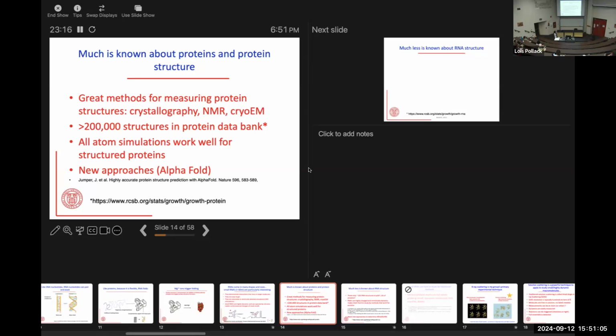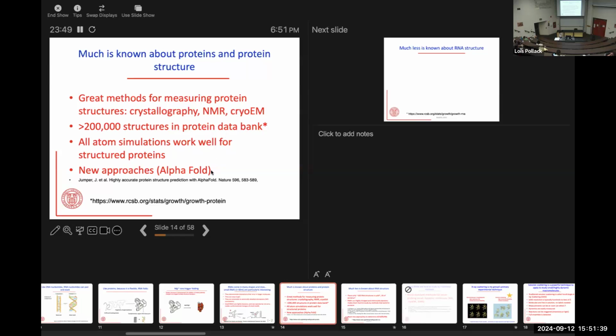And those include crystallography, NMR, cryo-EM, many, many wonderful tools that you have access to here at ASU. And because of that, there's more than 200,000 structures that are deposited in a repository, kind of shared data. The structure of more than 200,000 proteins are known, mostly with atomic detail, and that's pretty amazing. And because of all of this knowledge, atomically detailed simulations work really well for structured proteins.